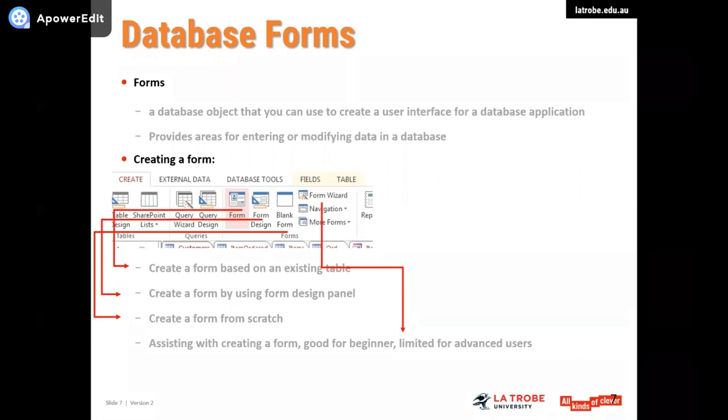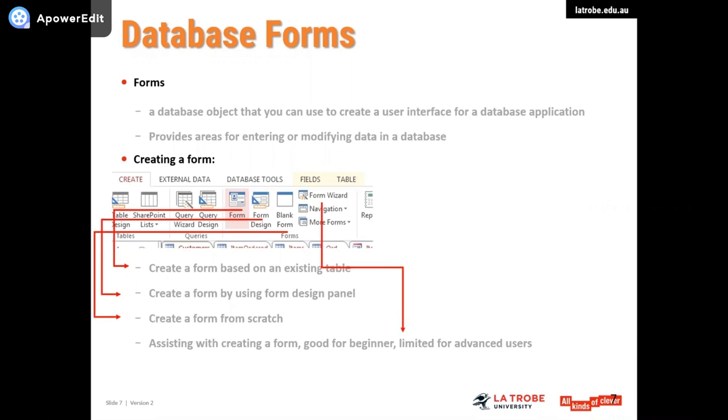Then let's see how to create a form in Access. When you open Access and click Create, you can see last week we learned how to create a query. Besides that is the form, and we have different ways to create a form. First is to create a form based on the existing table. When you click on some table and it is highlighted, you can click this button, and the form will be automatically created based on your existing table.